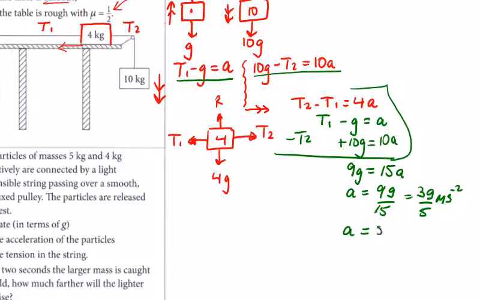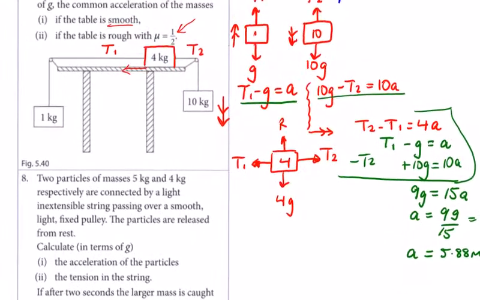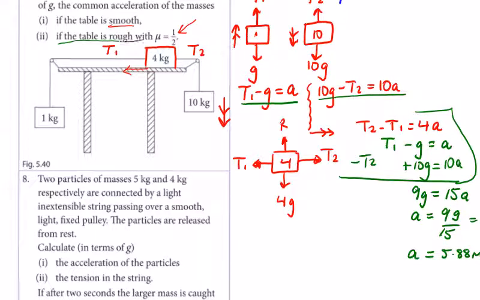1.96 times 3, 5.88 m s^-2. Now, second part, if the table is rough, what will the acceleration be? So that was my diagram here. I'm going to put it in green. I'm going to have mu R.